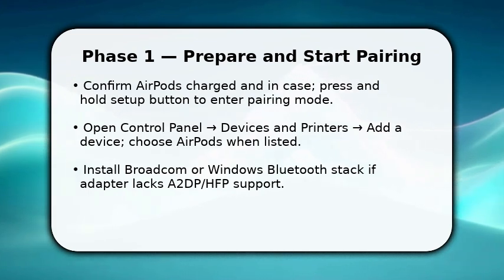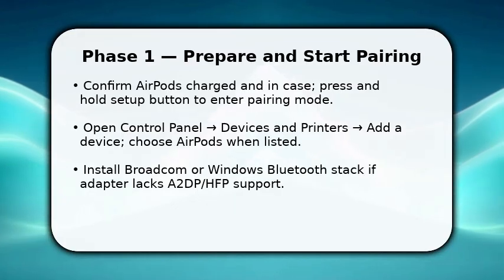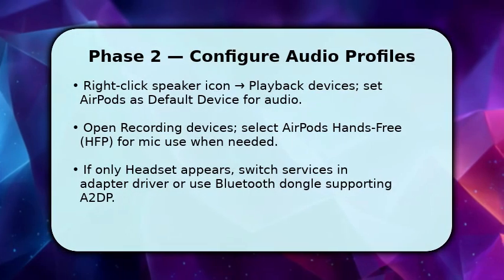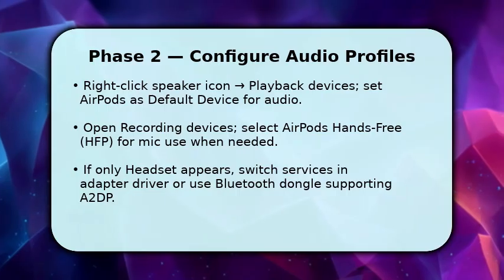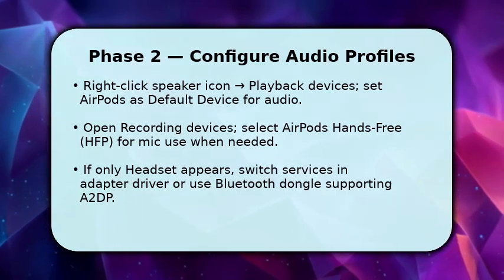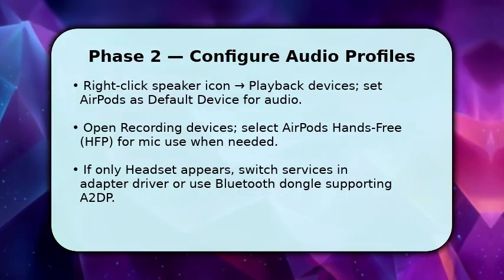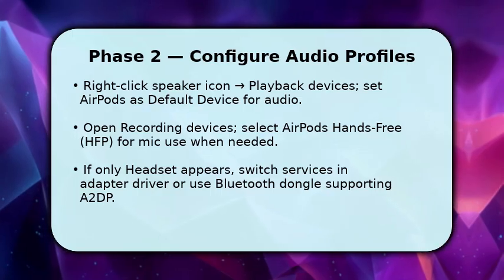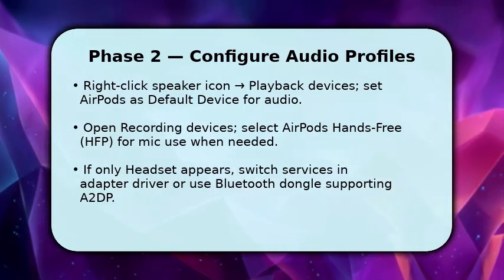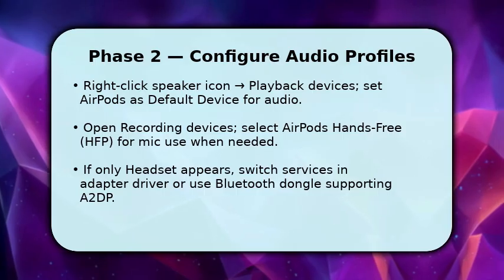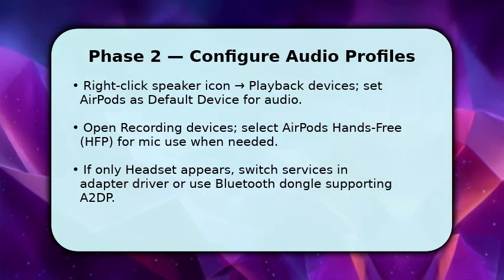Once paired, make sure Windows 7 uses the correct profiles. Right-click the speaker icon, choose Playback Devices, and set AirPods as default device for media. This selects the A2DP profile for stereo sound. Then, open Recording Devices and enable the hands-free option only when you need the mic, because hands-free reduces audio quality.